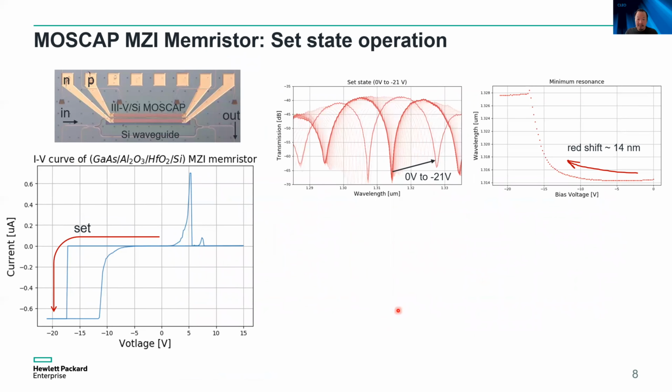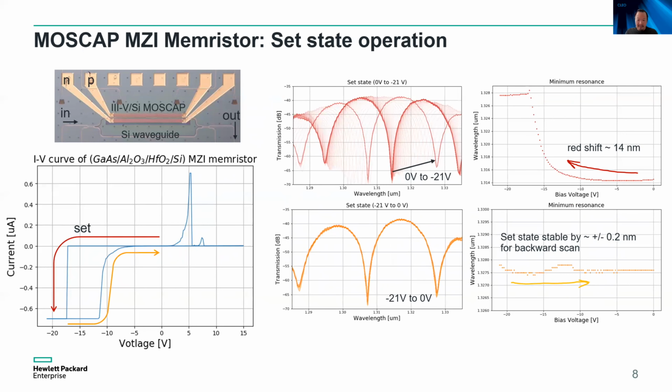So in this slide, we'll show the optical response of the III-V silicon MZI under non-volatile operation. We first bias the device from 0 to minus 20 volts, and we keep track of the IV and the optical spectrum. I've color-coded the spectrum to the IV operation to make these things easier to see. When we set the device right on this IV curve, there's more than a pi phase shift. In fact, we see a redshift of approximately 14 nanometers.